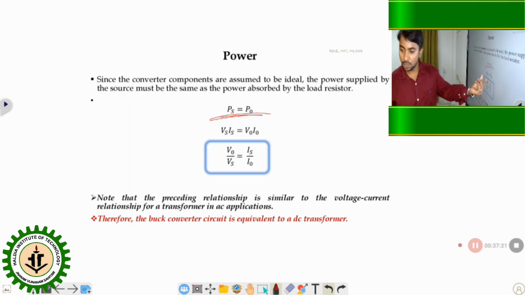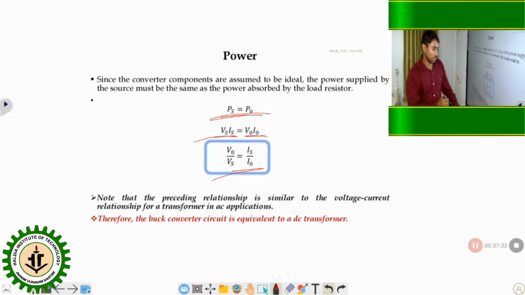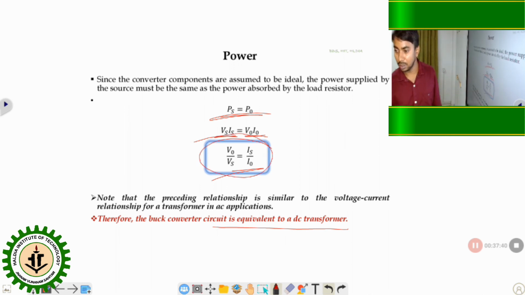V1 by Vt is equal to I2 by I1. We know the transformation ratio in the transformer. Got it? So V1 by Vt is equal to I2 by I1 is equal to N1 by N2. It is called the transformation ratio. And here also you can see that the input voltage by output voltage is equal to input current by output current. That's like a transformer. That's why we can also say that the buck circuit is equivalent to a DC transformer.